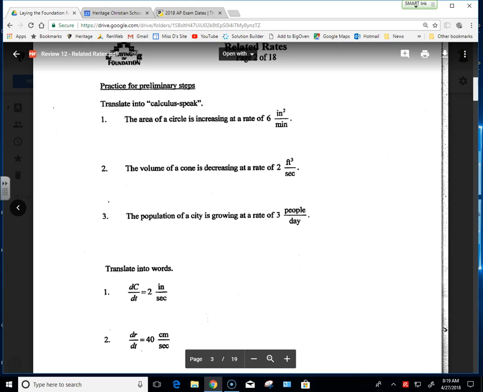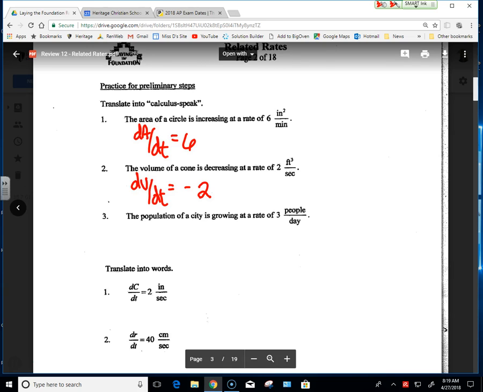When it says the area of a circle is increasing at a rate of 6 inches squared per minute, how did you translate? How should you translate? dA/dt. Good. Why? Because this is time and this is area. The area increasing at a rate of. dA/dt is 6. Good. How about number 2? Volume. Decreasing. Rate of 2. dV/dt equals negative. Why negative? Decreasing at a rate of.